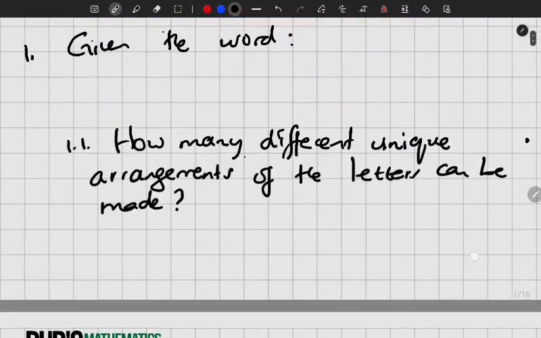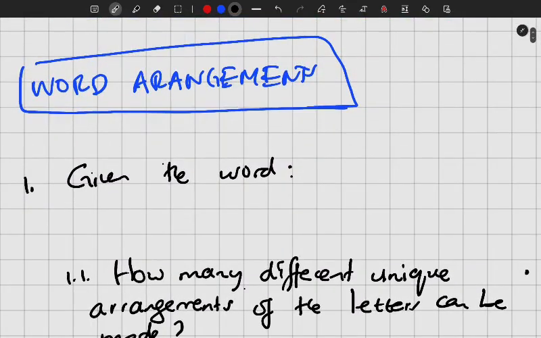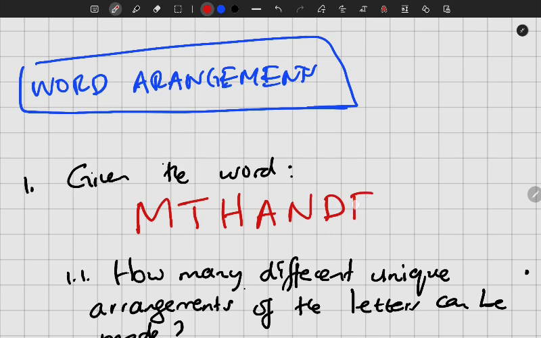But let's look at the actual questions, starting with word arrangements. We are given a word. Let me just use my name. Let's say we are given Tandeni.